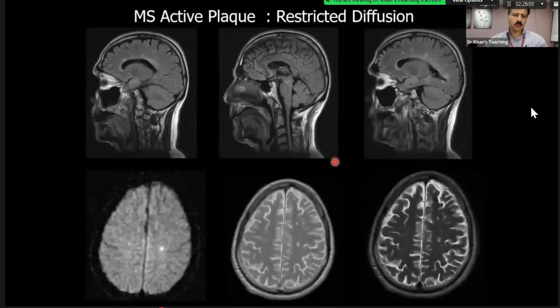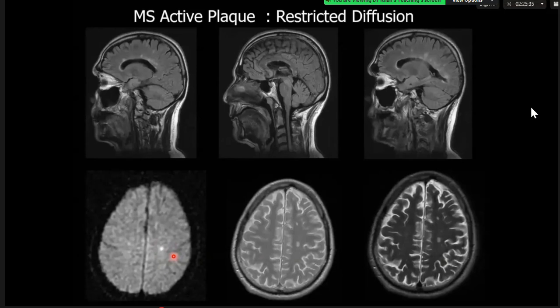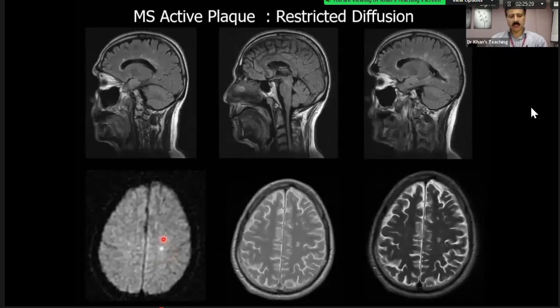Now, just to show you acute plaques of MS, which we will cover in another session, so I'm not going to go into details. But having said that, I just wanted to show you this. This is a DWI which shows restricted diffusion. Active plaques of MS do not behave like stroke. The ADC changes within 1 or 2 days. It changes very fast, but it will be slightly bright on the DWI sequence.